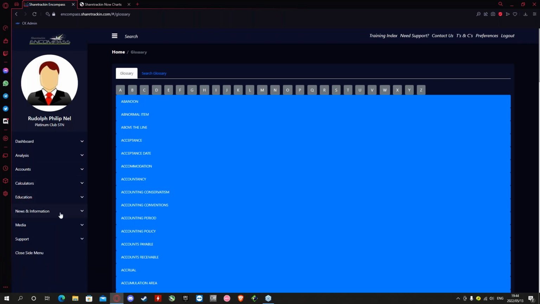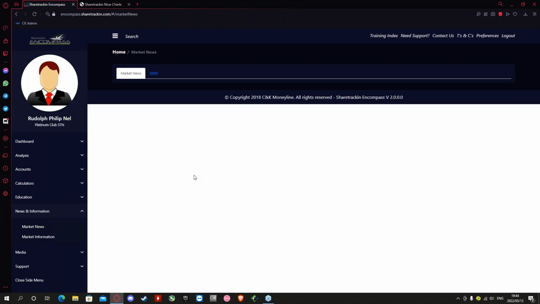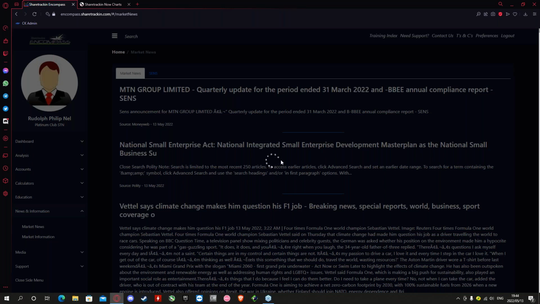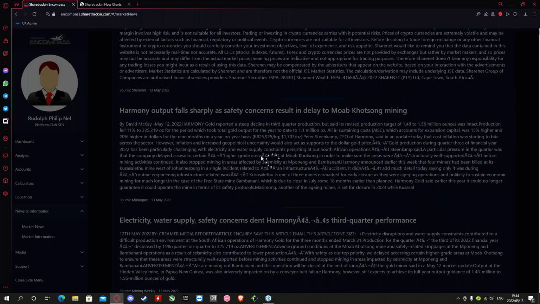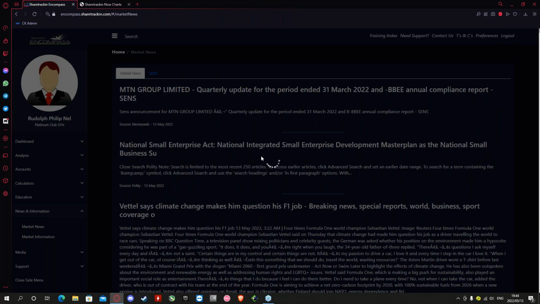All right. Then news and information, underneath market news. Now this tab, just bear with it. It does take some time to load, because there's a lot of information. You can scroll while it's loading, but this basically loads all the information for the day, all the news that has happened for today.